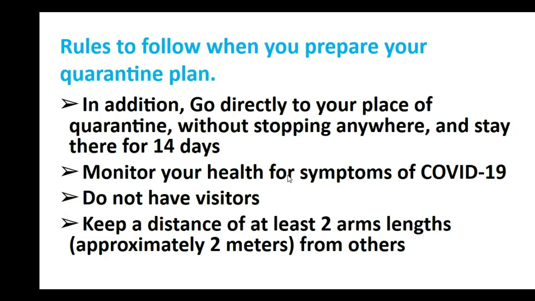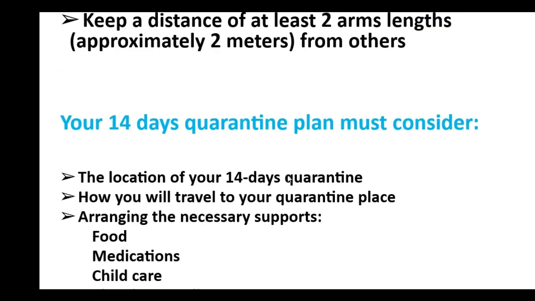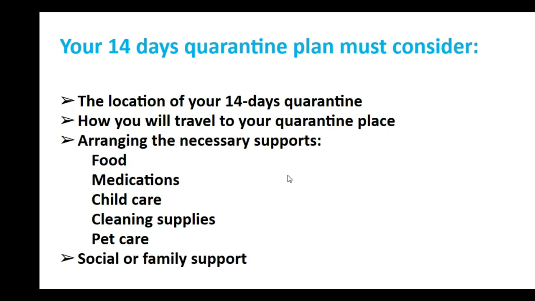In addition, there are some other rules that you will have to follow. You should go directly to your place of quarantine without stopping anywhere in Canada. You have to continuously monitor your health for symptoms of COVID-19. You should not allow any visitors during quarantine. And you should keep a distance of at least 2 arms, or you can say 2 meters, from others. In your quarantine plan you must consider these points.